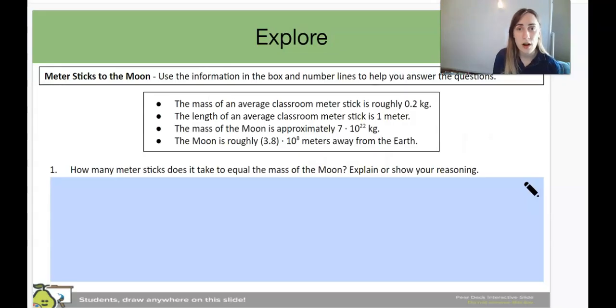So think again about our question, how many meter sticks does it take to equal the mass of the moon? And try to decide, based on that question, which quantities and relationships are important. And you can sketch, if you're using Pear Deck, you can sketch directly on this slide to show your diagram. Otherwise, grab a piece of paper and a pencil or open a Jamboard and try to show the quantities you think would help answer this question and how they are related to each other. And when you're ready to move on, we'll look at some other students and how they represented their thinking.